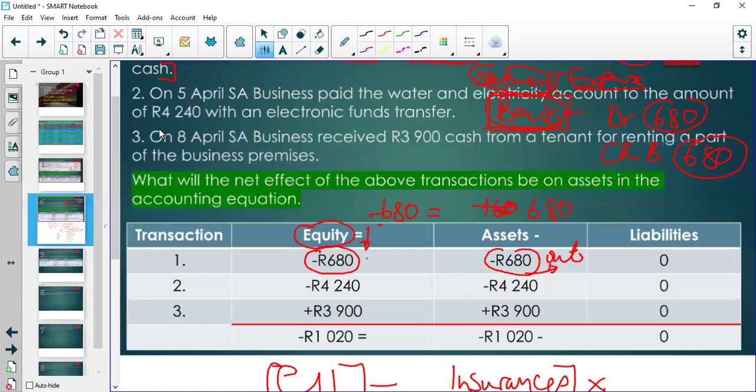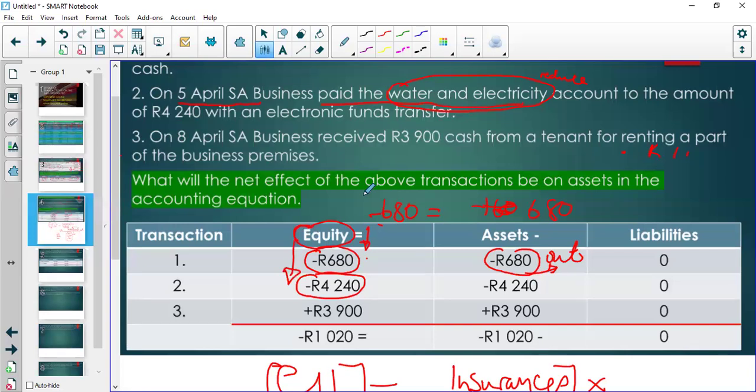Then we have a second transaction. The transaction says that on 5 April, we paid water and electricity. Water and electricity is an expense, so this payment reduced our profit. We're going to record it as a minus under equity. It reduced our profit because it's an expense.